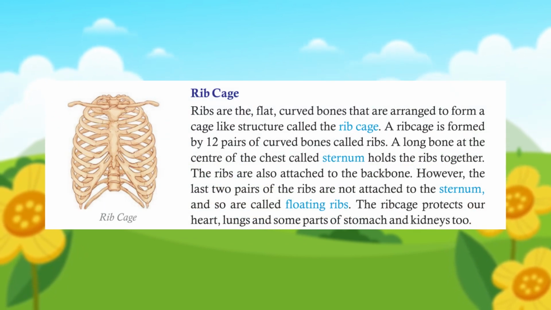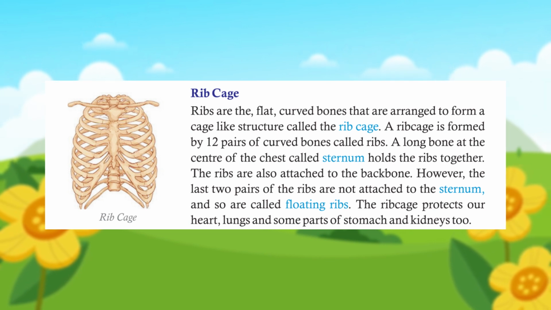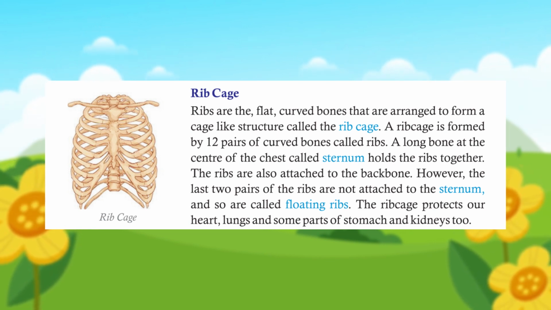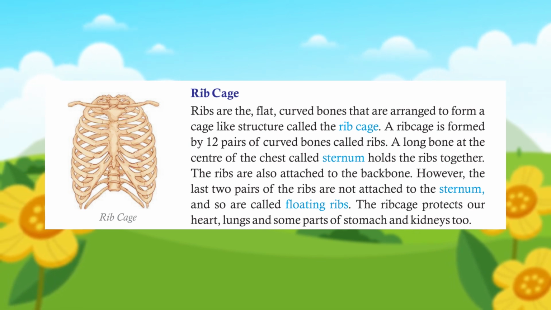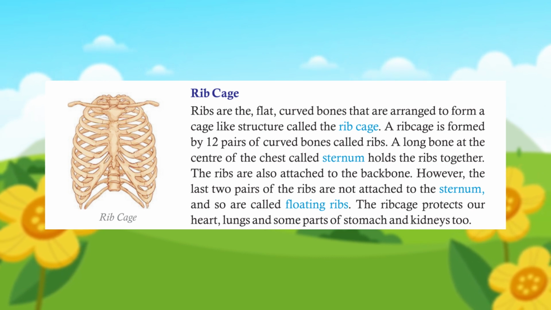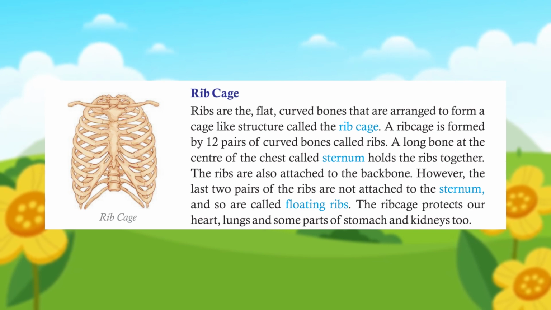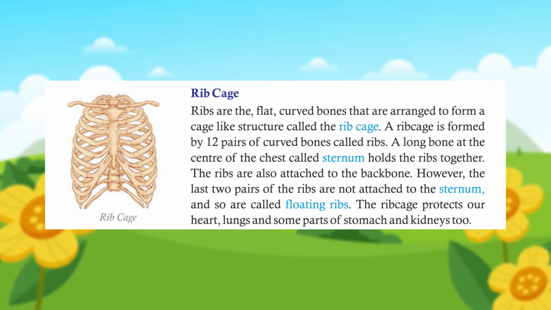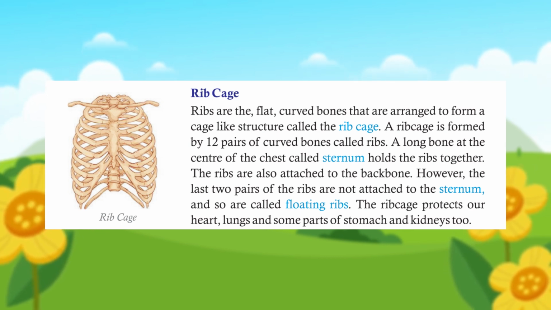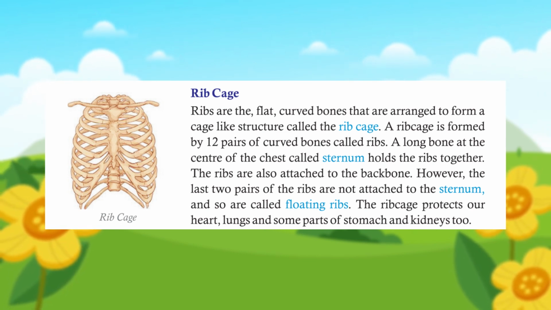Rib cage. Ribs are the flat, curved bones that are arranged to form a cage-like structure called the rib cage. A rib cage is formed by 12 pairs of curved bones called ribs. A long bone at the center of the chest called sternum holds the ribs together. The ribs are also attached to the backbone. However, the last two pairs of the ribs are not attached to the sternum, and so are called floating ribs. The rib cage protects our heart, lungs and some parts of stomach and kidneys too.